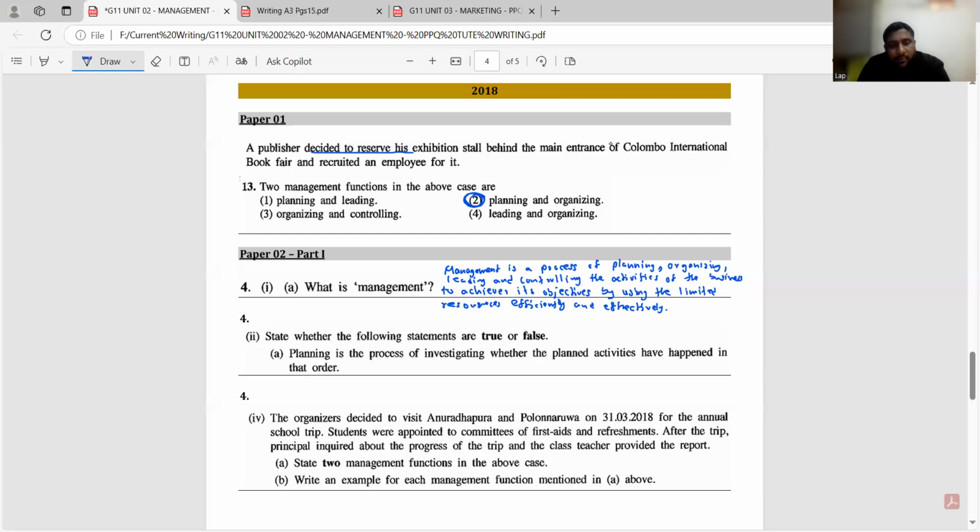Next one. State whether the following statements are true or false. Planning is the process of investigating whether planned activities have happened as per the order. Whether the activities have happened as per the order, checking that is controlling. So this is a false statement.